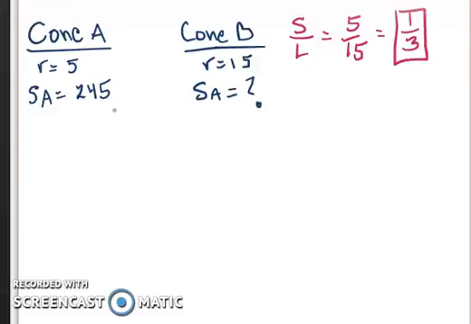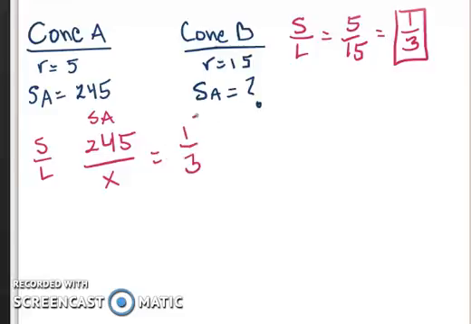We want to correspond the surface areas with one another. So again, I'm going to continue to do small to large. So 245 over, I don't know for the surface area, but then I need the scale factor for the surface area. I can't use 1/3. That wouldn't be appropriate, so I actually have to square these. That would be the appropriate thing to do. So I should get 245 over x equals 1 over 9.